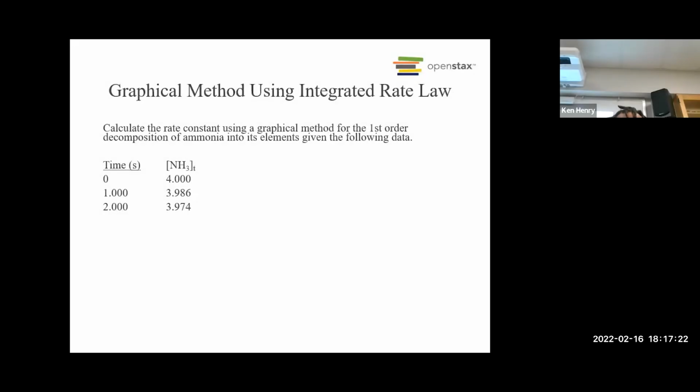Okay, what I'd like you guys to do is enter the data that you have here, on either Google Sheets or Excel. Either one will be fine.